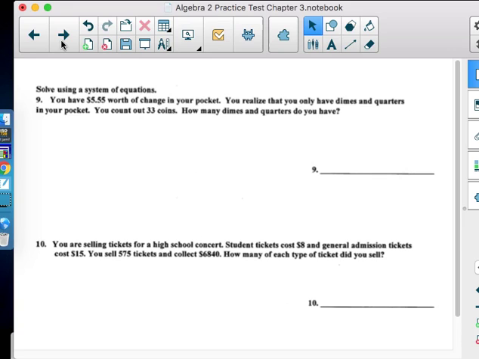You have $5.55 worth of change in your pocket. You realize that you only have dimes and quarters in your pocket. You count out 33 coins. How many dimes and quarters do you have? Anybody see a total? 5.55, yeah, right away.